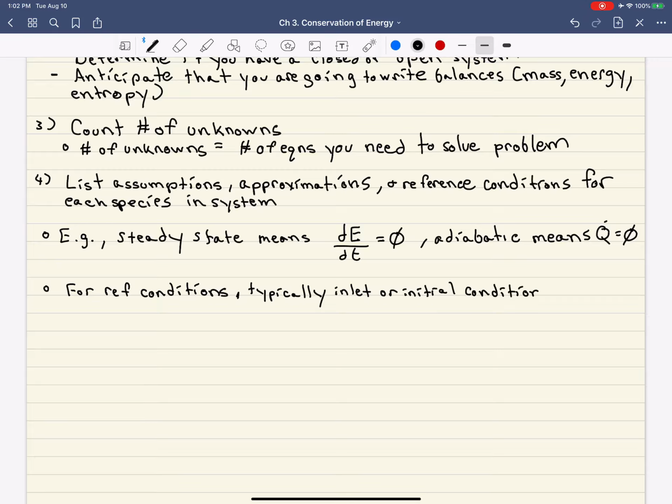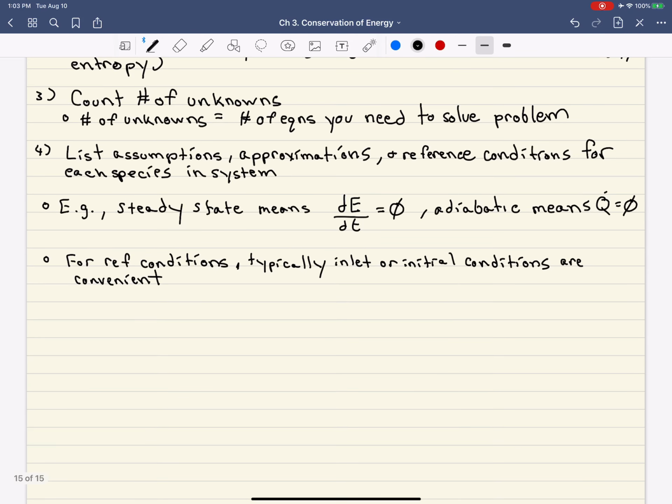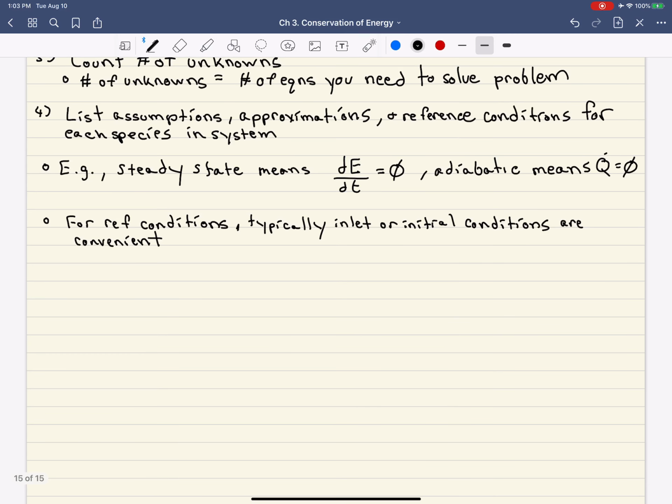So we use those conditions to set the reference temperature, reference pressure, and reference phases for each of the species in the system. By convenience, we're just going to use the inlet or initial conditions. All right, once you list out all your assumptions and your reference conditions, step 5 is when you need to start applying your balance equations.